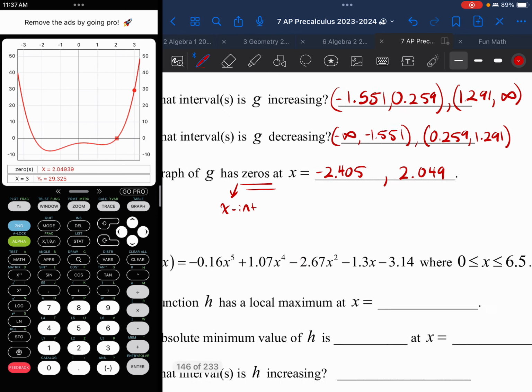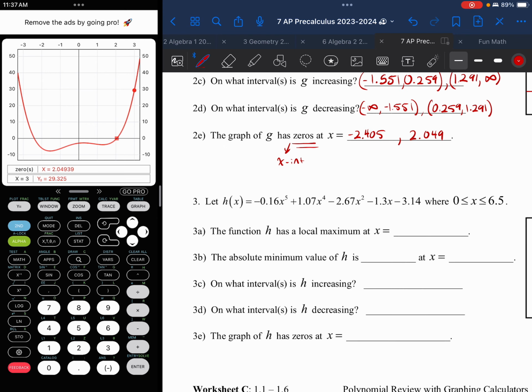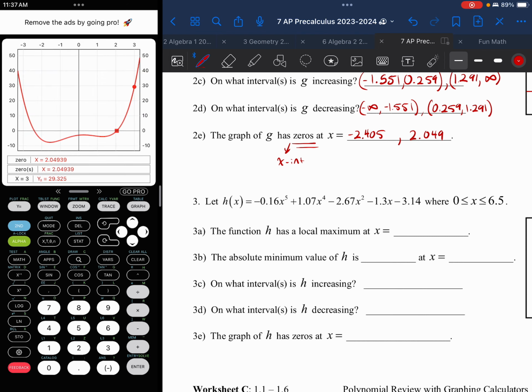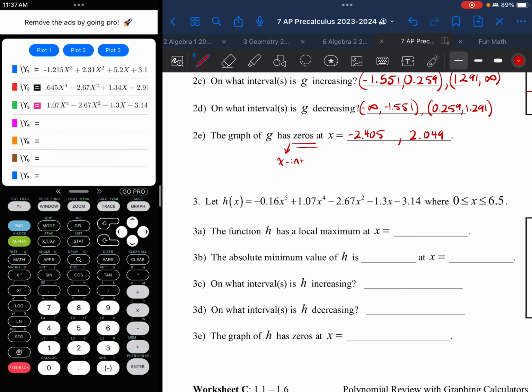Excellent. All right, so now we're on to the third equation. I'm going to come back here to my y equals, and scroll over to undo this equal sign, and enable this equal sign. So y3 is being graphed.